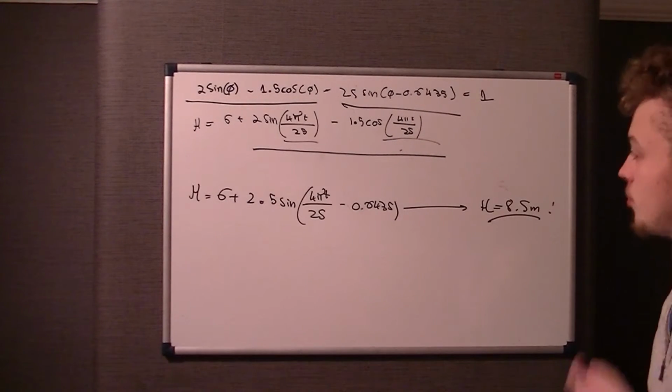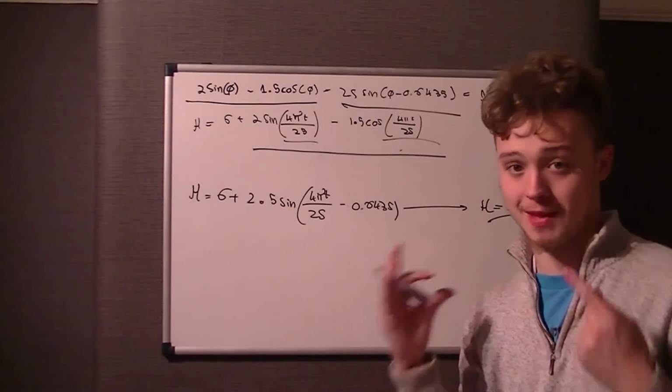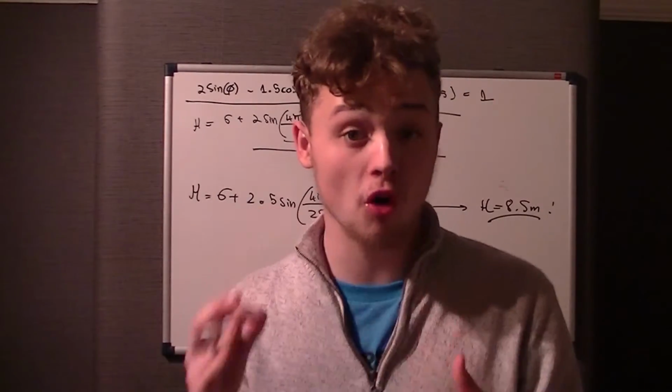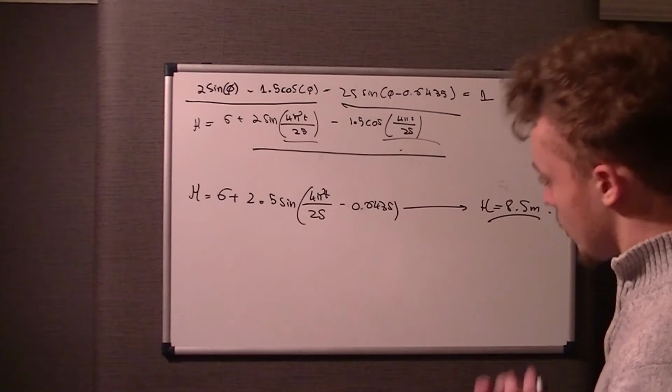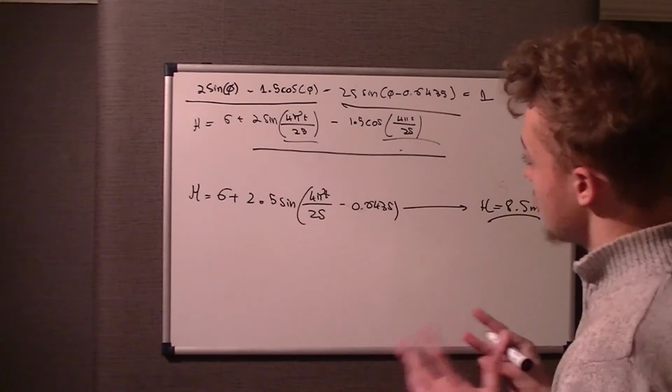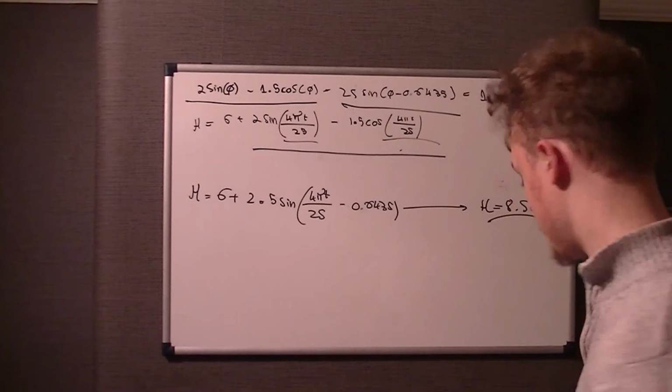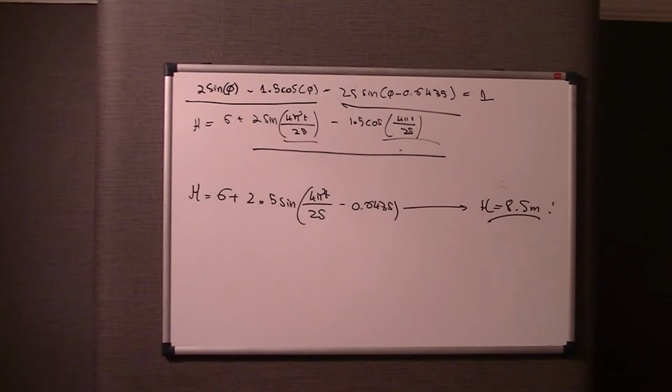Now, we said for the maximum value, this occurs when the sine of theta take 0.6435 must equal 1. But in this case we've assumed that theta is equal to 4 pi t over 25. So we apply exactly the same principle as we would be working out the maximum of this for theta.